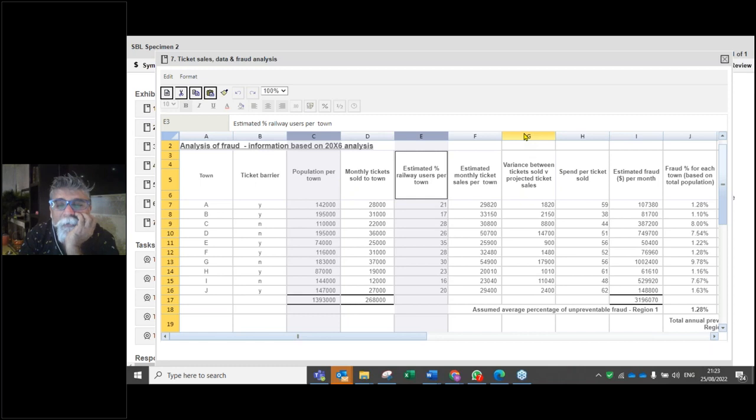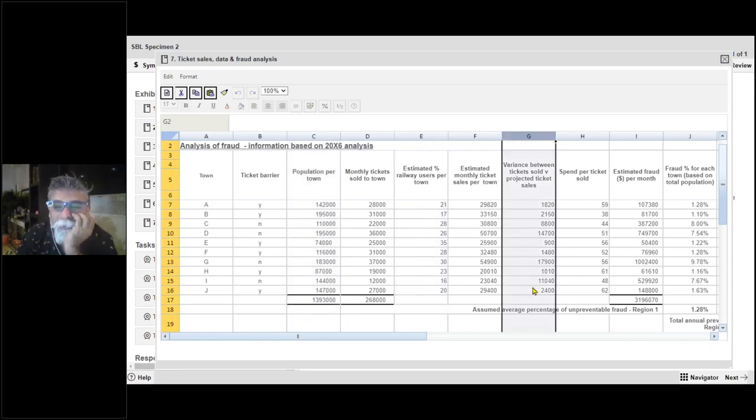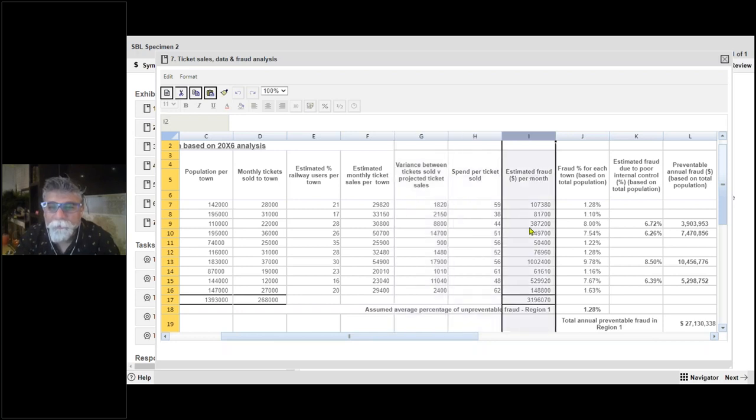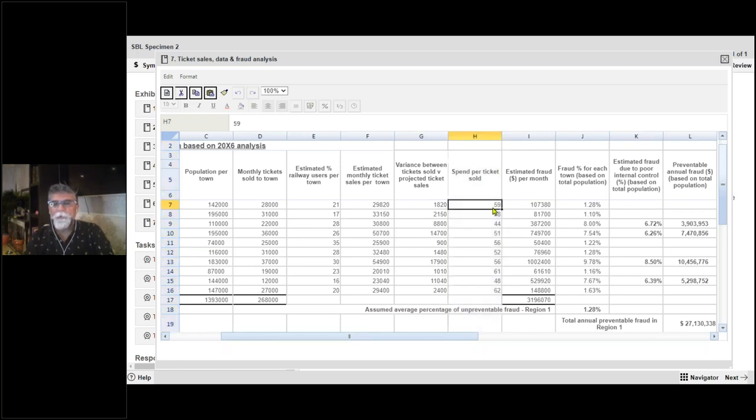Interesting. So now with the variance, what is he doing? He's saying that the tickets are undersold by this much. Spent per ticket sold, and it says estimated fraud per month. What is the meaning of spent per ticket sold? 59, 38, 44. And then I think he's multiplying 59 by 1820. So I think this is dollars. This is the average price per ticket. Average spend per ticket is $59 per month.